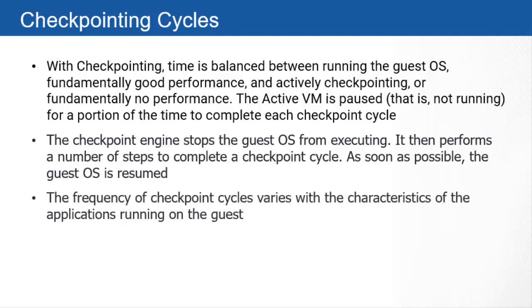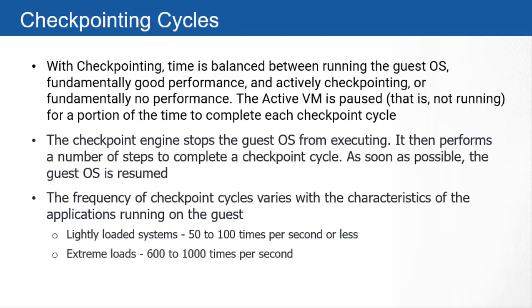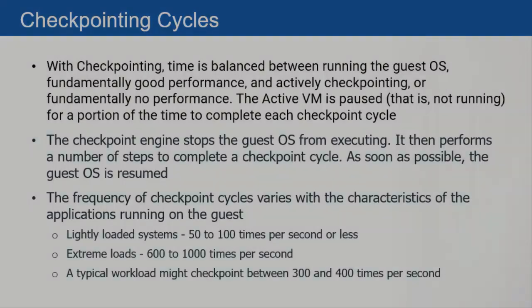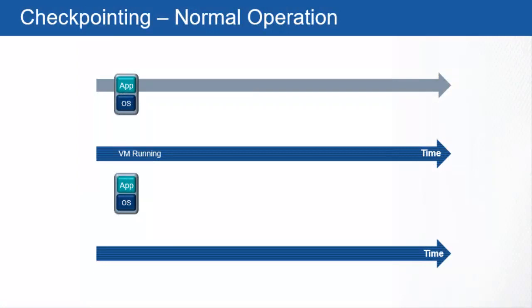The frequency of checkpoint cycles varies with the characteristics of the applications running on the guest. For example, lightly loaded systems will run 50 to 100 times per second or less. Systems with extreme loads, 600 to 1,000 times per second. And a typical workload might checkpoint between 300 and 400 times per second. Let's see how checkpointing is performed.